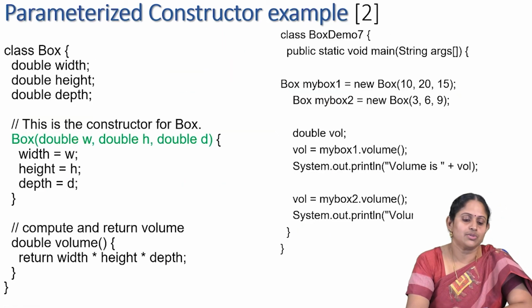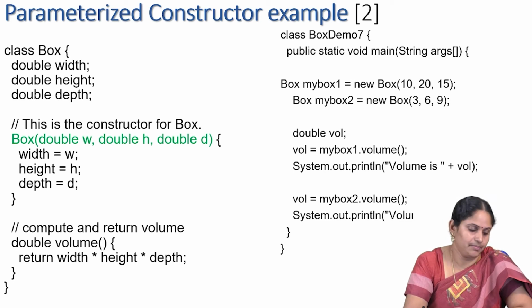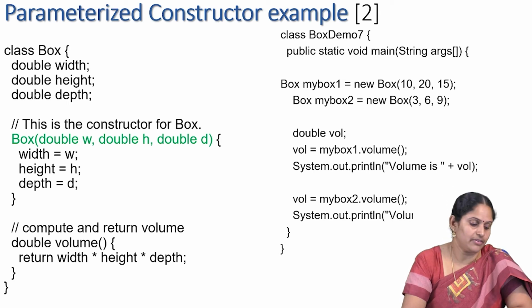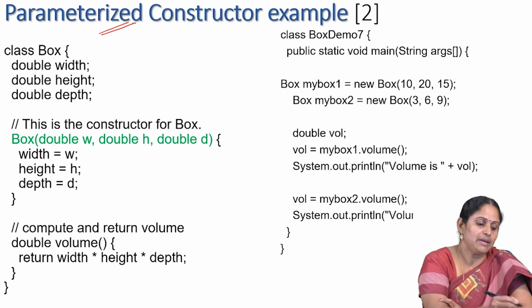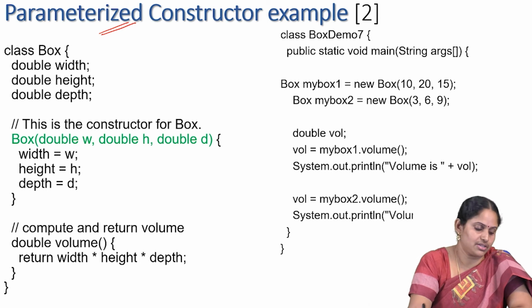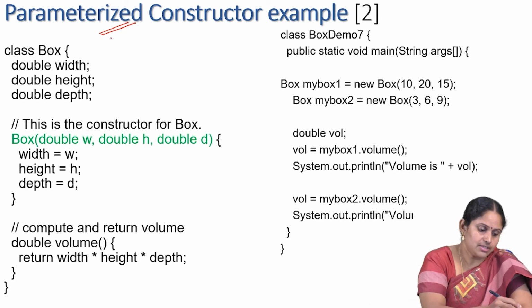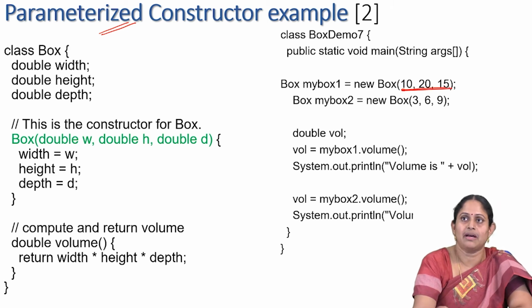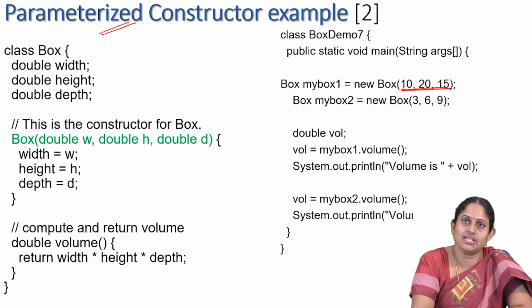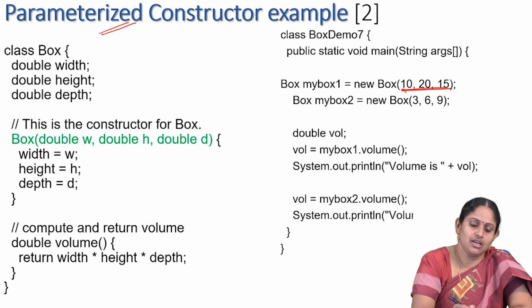So next, let's look into the parameterized constructor. In the previous example, we have discussed the no argument constructor. Now in this case, we are creating a parameterized constructor. In the parameterized constructor, we can pass parameters to it. We are passing some values which have to be initialized for that object at the time of its creation.